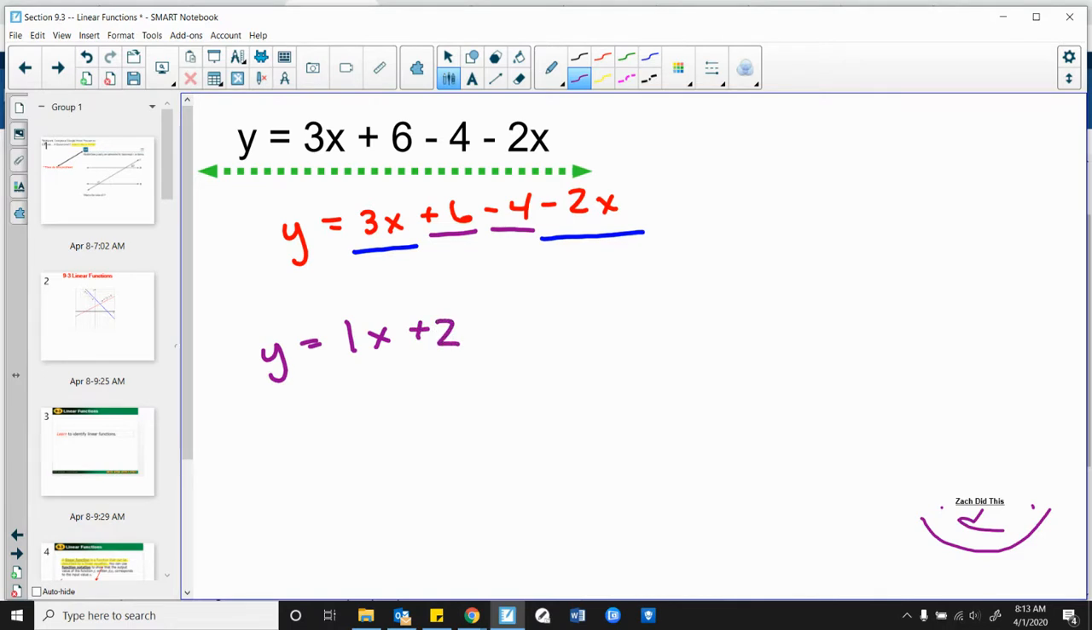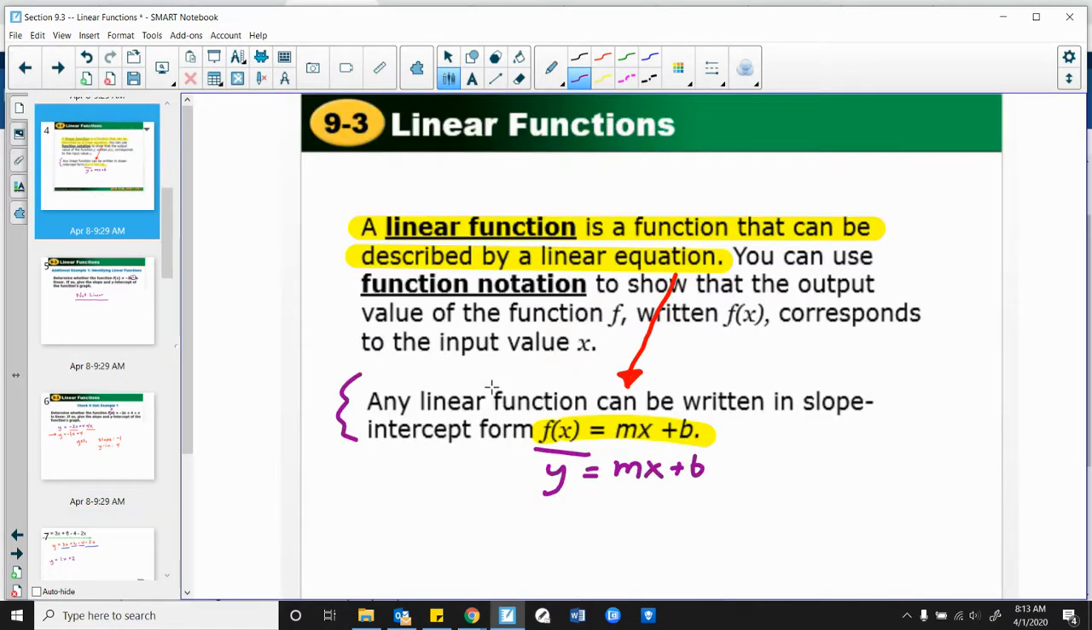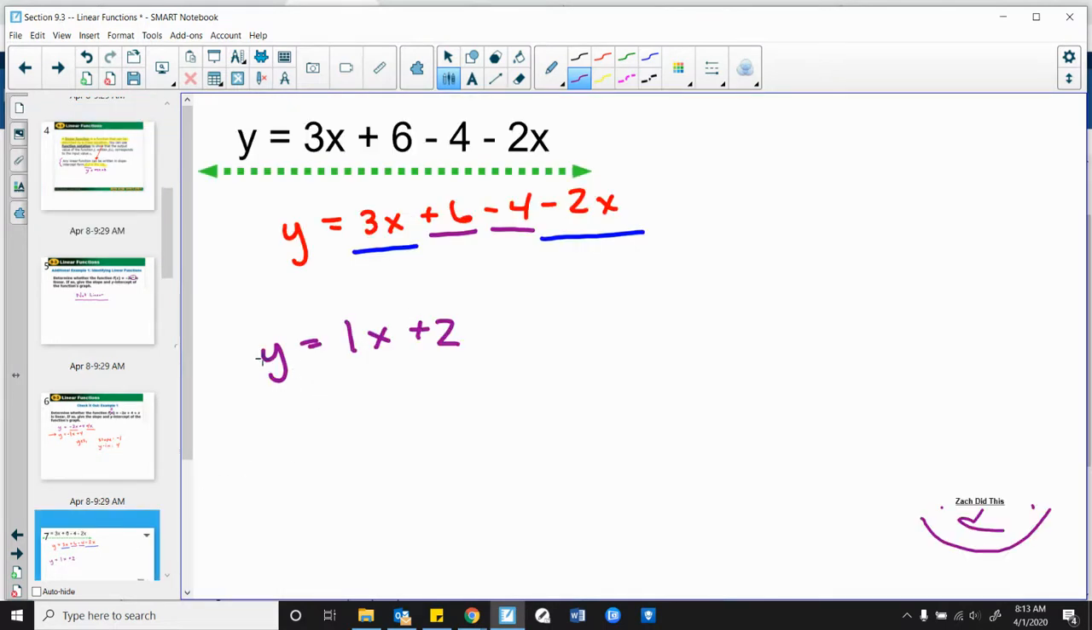Okay, so if I go back here to our original slide where we looked at our notes, any linear function can be written in slope-intercept form. In this case here, y equals mx plus b can be written there. So yes, this is linear. My slope is going to be 1, and my y-intercept is going to be 2. Okay, we were able to identify that.